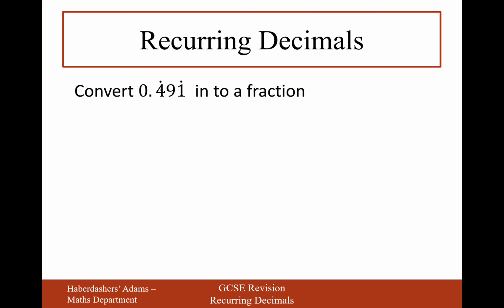Okay, this one's a tricky one. The notation here, what does this mean? It means it's 0.491, 491, 491, 491, 491. It's every digit in between the 2 recurring points that will be repeated. So if I had 4931, with the dot above the 4 and the 1, everything in between the 4 and the 1 will be repeated, including the 9 in the middle there. So pause the video. This decimal is 0.491491491491.